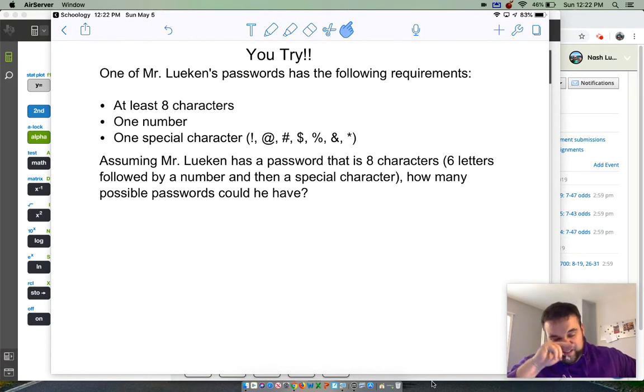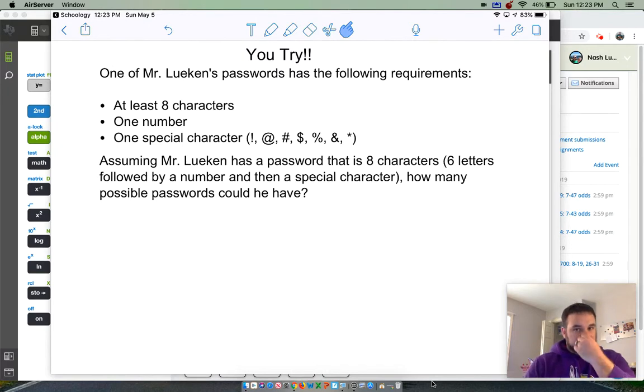So if you want to pause this in just a second, after I explain. So let's say I have the following requirements for one of my passwords. I need 8 characters total, so 8 symbols, letters, numbers, whatever. It needs to have 1 number, and it needs to have a special character. This is a pretty standard, like for a couple of my passwords, this is what it requires. You need 8 characters. You at least need one number, so it can't just all be letters. And you need some sort of special character, like an exclamation point or a hashtag or $, etc.